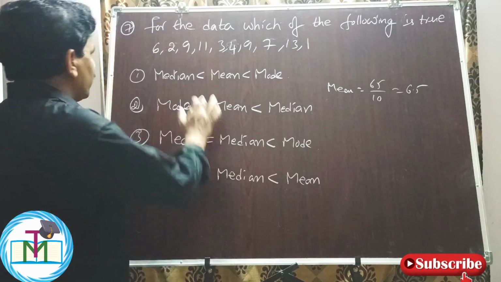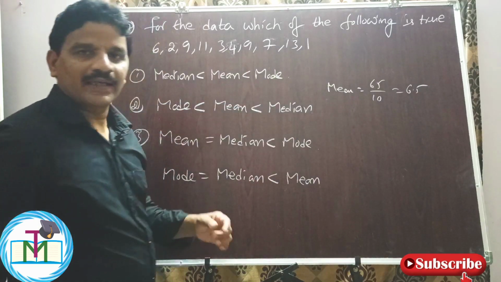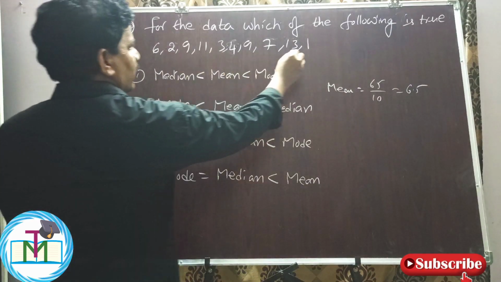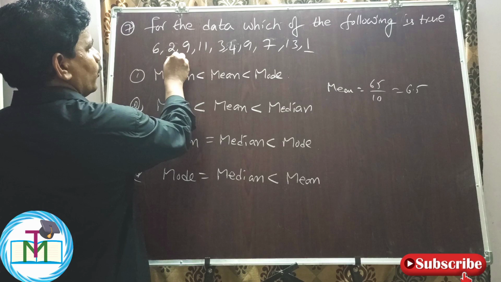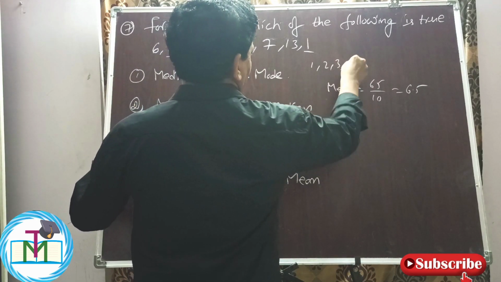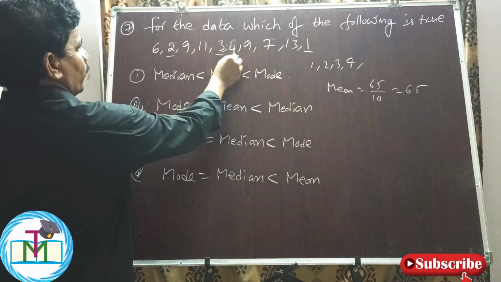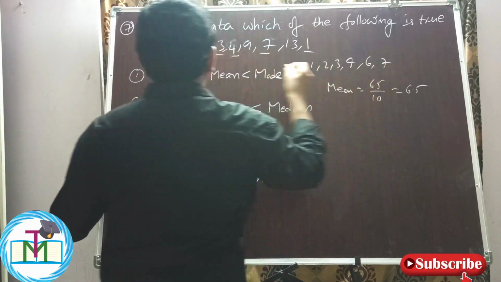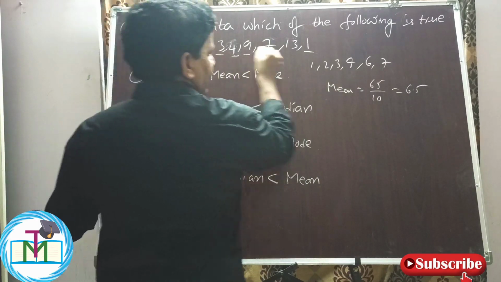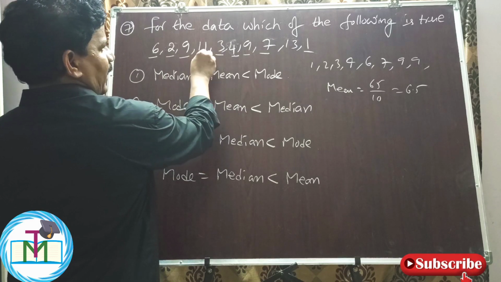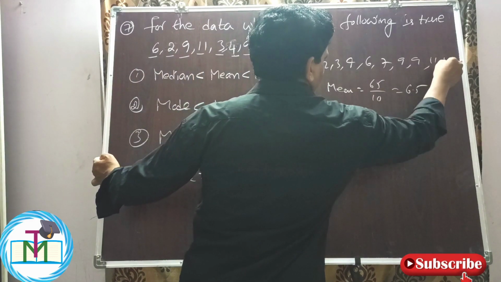Let us see. Here we have to arrange the data in ascending order. I would like to arrange from small to big. What is small here? 1, after that 2, 3, 4. So therefore 1, 2, 3, 4. After 4 we have 6, 7. We have 9, again 9, 9 and 9, then 11 and 13.